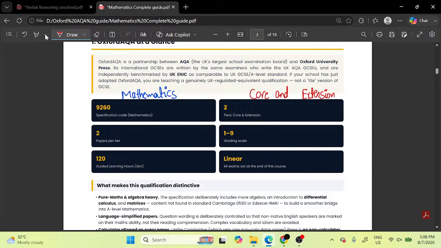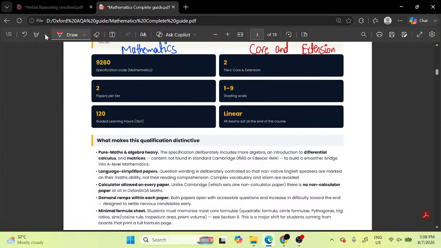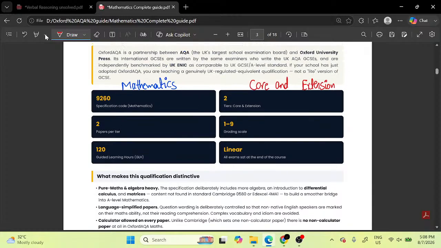The grading scale is from 1 to 9. We'll discuss the grading criteria for the core students and the grading scale of the extension students. Next, the study hours required to pass GCSE mathematics is about 120 hours. Next we have its difficulty level, or you can say its exams are linear based.